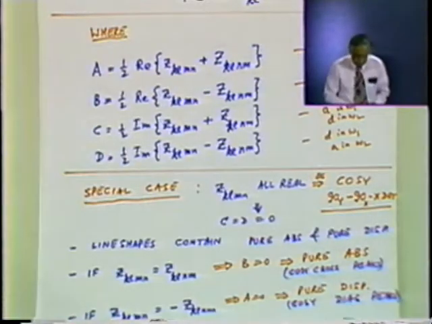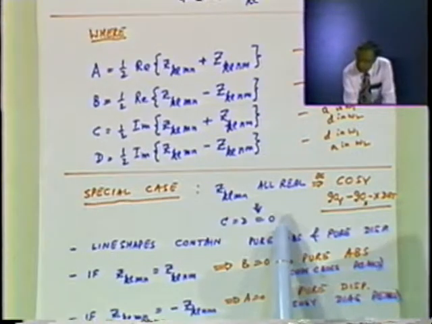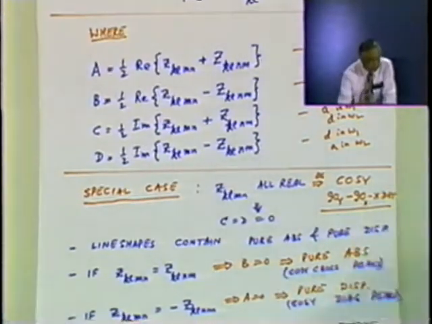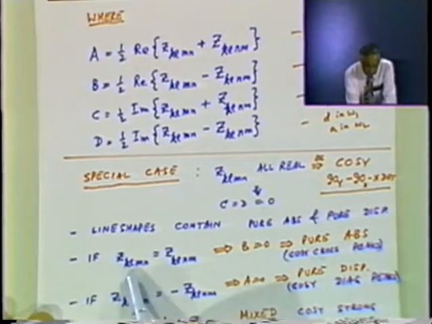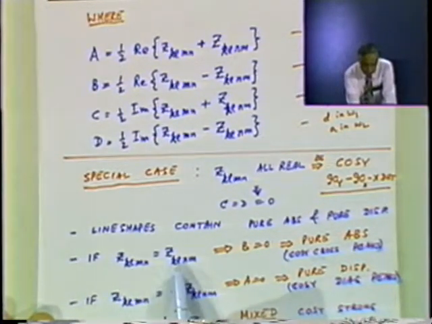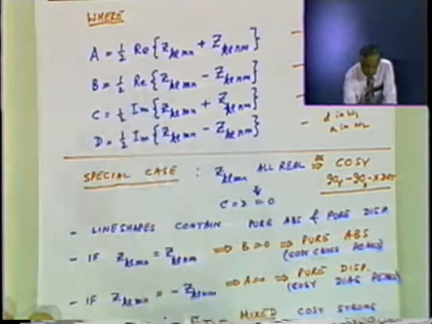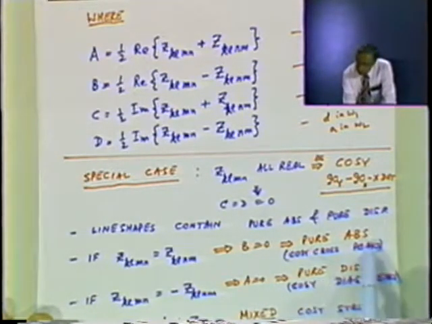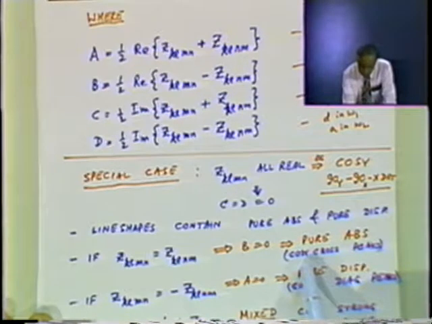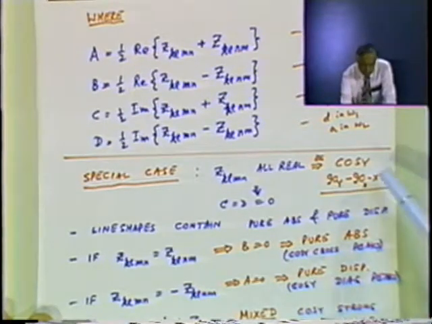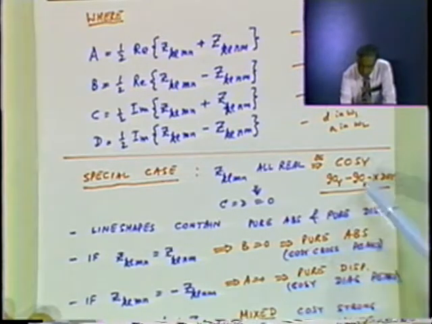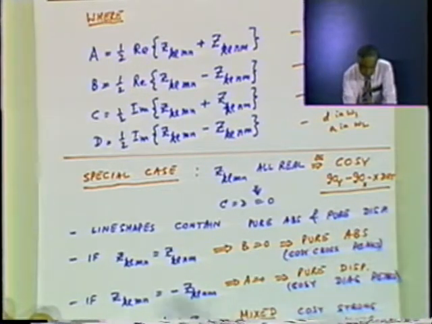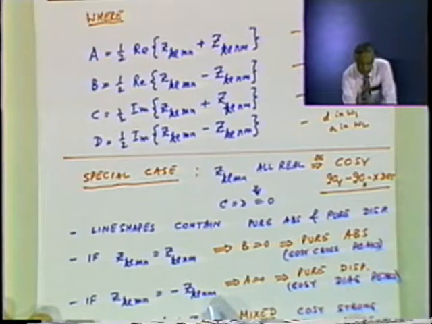Okay, and then in that case C and D are 0, and I will have either pure absorptive or pure dispersive. And this is indeed true that if ZKLMN is equal to ZKLNM, then B is equal to 0, and I have a pure absorptive signal. And this is what happens to a cross peak in a COSY experiment if you do it this way. The cross peak will be pure absorptive. And the diagonal peaks are purely dispersive in this case. Okay.